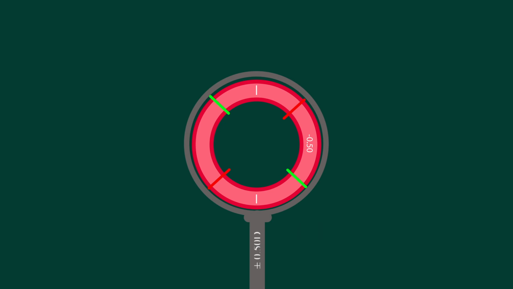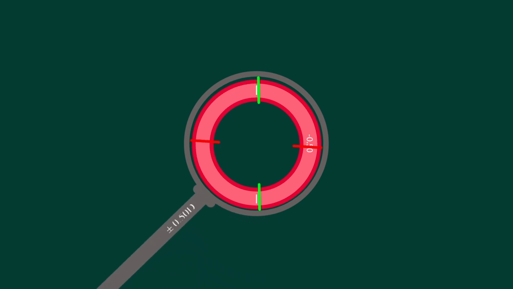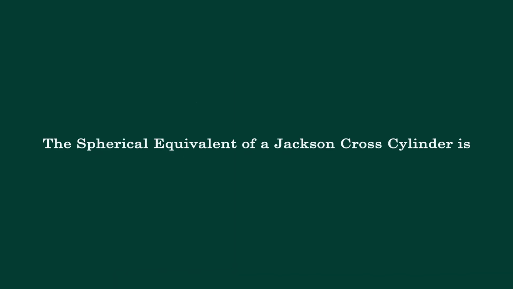When the proper cylinder axis has been located, the JCC lens is then rotated 45 degrees so that its cylinder axes now coincide with the principal axes of the correcting cylinder. The spherical equivalent of a Jackson cross-cylinder is 0.0.